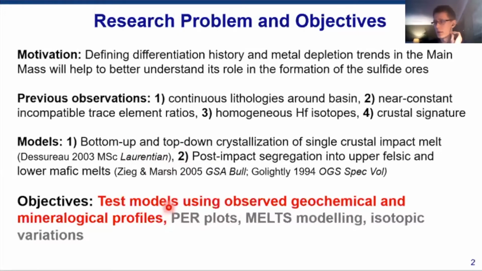I want to look at the geochemistry, mineralogy, petrography, and the isotopic composition of the main mass to see if it really is a uniform mass or are there local differences, and if there are, how these local differences might affect or have an influence on the formation of sulfides.